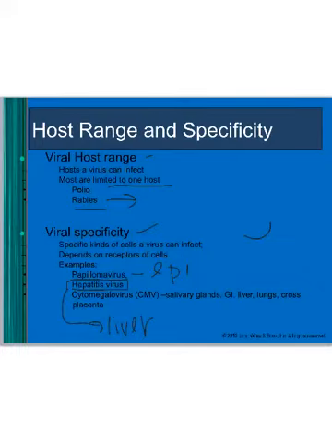And then this cytomegalovirus is actually an example of one that can infect diverse cell types. It can infect salivary glands, your GI tract, liver, lungs, and it can actually cross the placenta if you're pregnant and infect the fetus. Okay, so host range is the types of organisms, and specificity is types of cells.